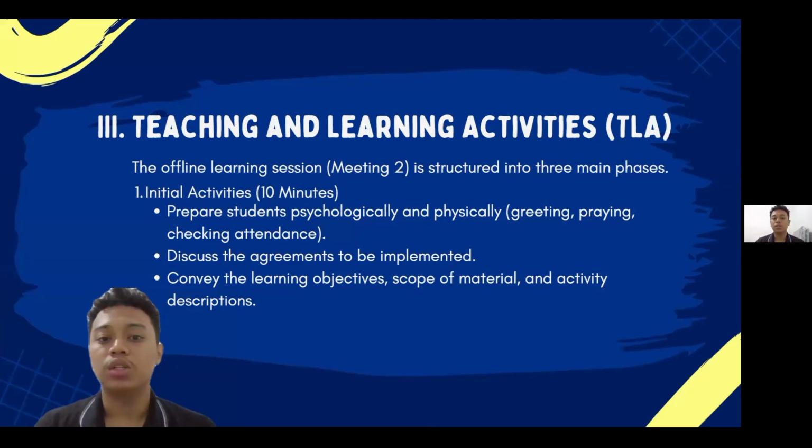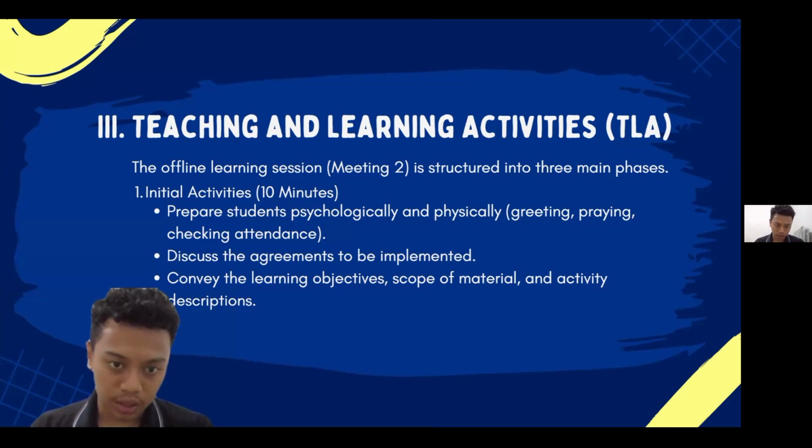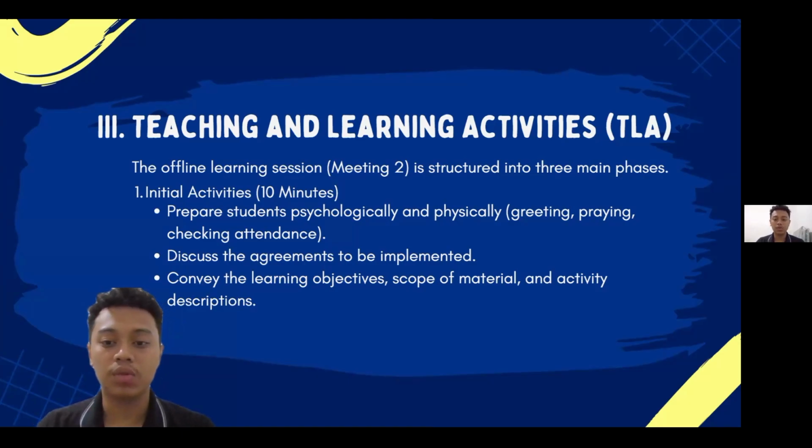Number 3, teaching and learning activities or TLA. The offline learning session with 2 meetings is structured into 3 main phases. Number 1, initial activities, 10 minutes. Prepare students psychologically and physically: greeting, praying, checking attendance. Number 2, discuss the agreement to be implemented. Number 3, convey the learning objective, scope of material, and activity description.